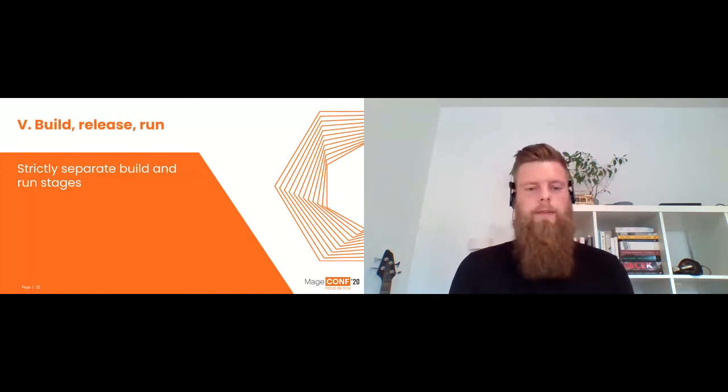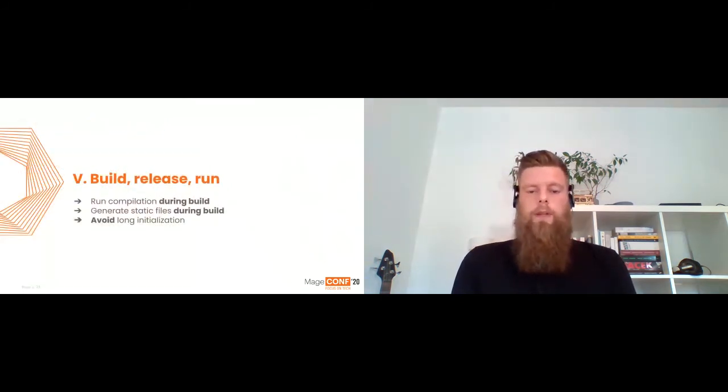For number 5, this is the important part and one of the reasons to use Kubernetes as well. So to strictly separate build and run stages. So here we need to make sure that, again, compilation is run during build, as well as that static files are generated during build. And the third thing that will come up later is to avoid long initialization. So ideally, the container image should start in a matter of seconds, and then we have a new running instance of Magento.